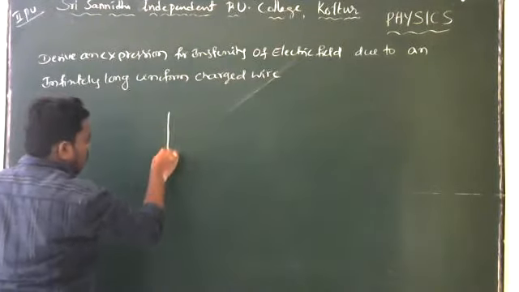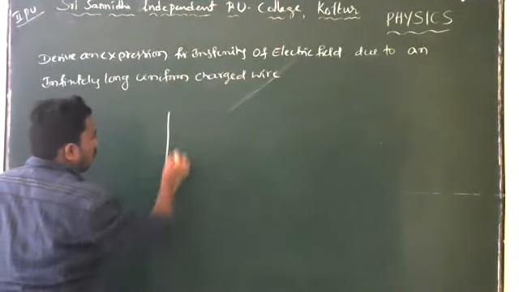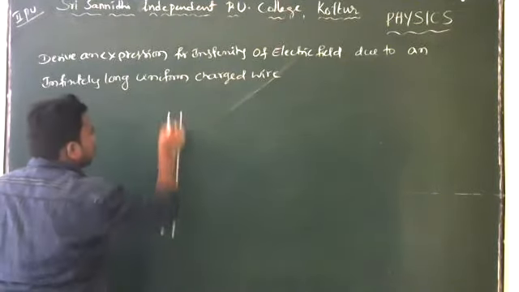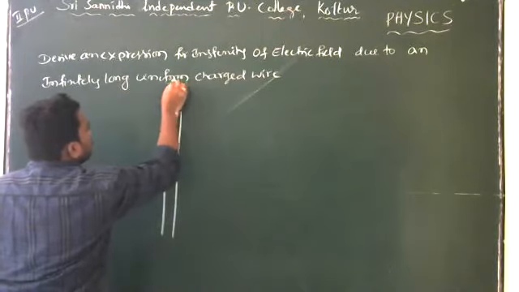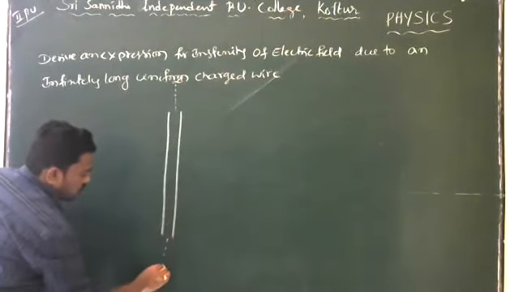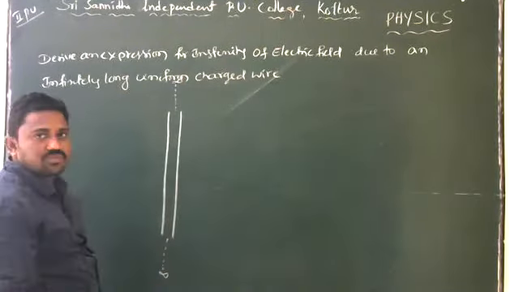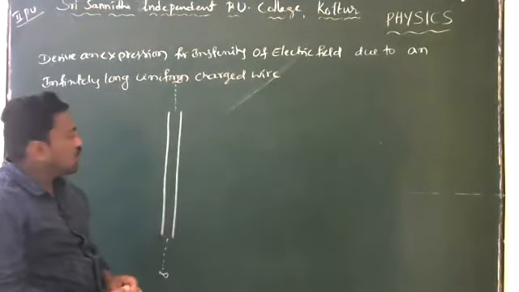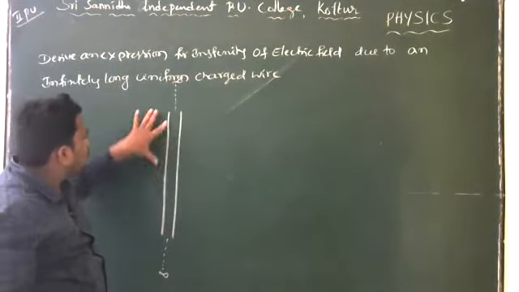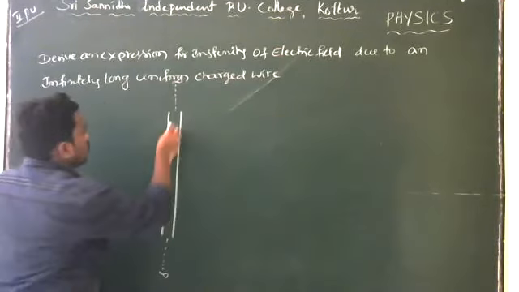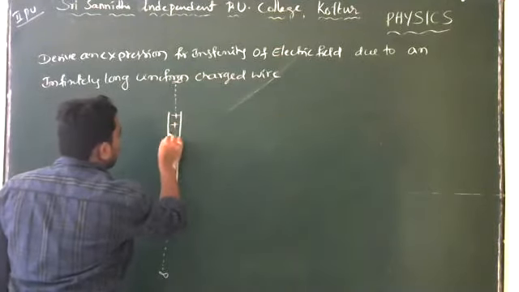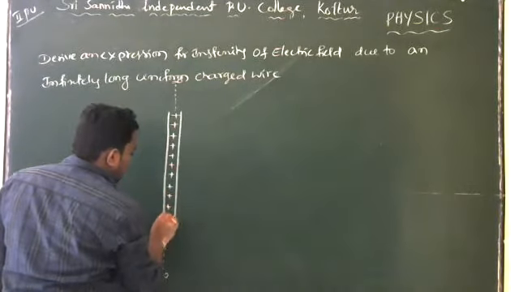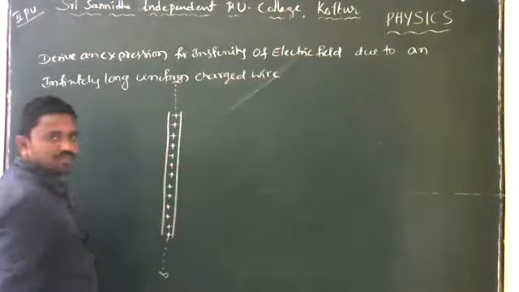So here, if you take the long wire, this is the long wire. Infinitely long wire. So let us consider a charge distributed continuously along the length of the wire. Now, if we take the positive charge, this is the positive charge.